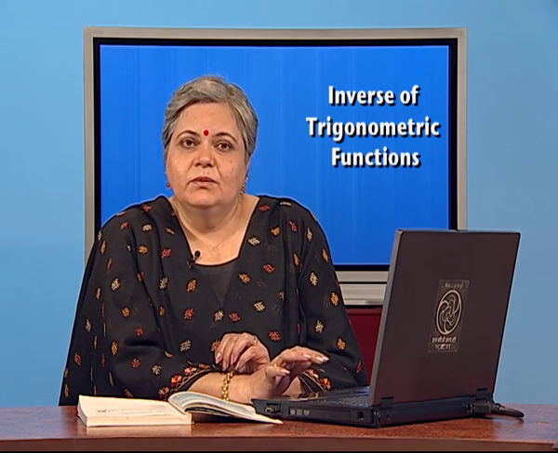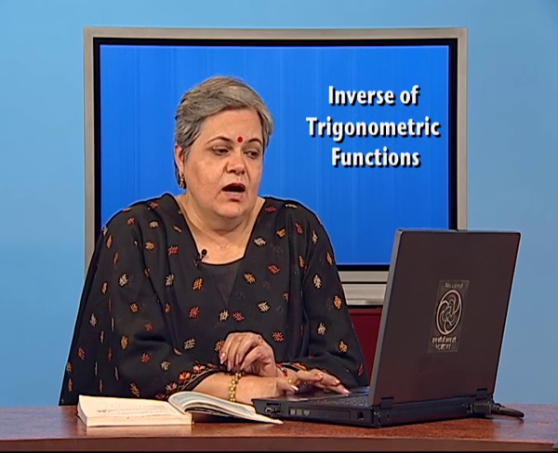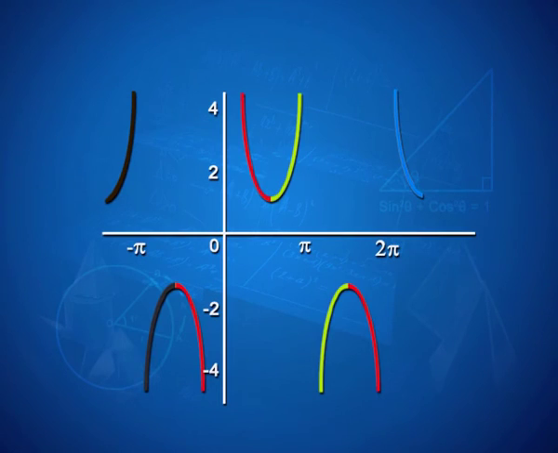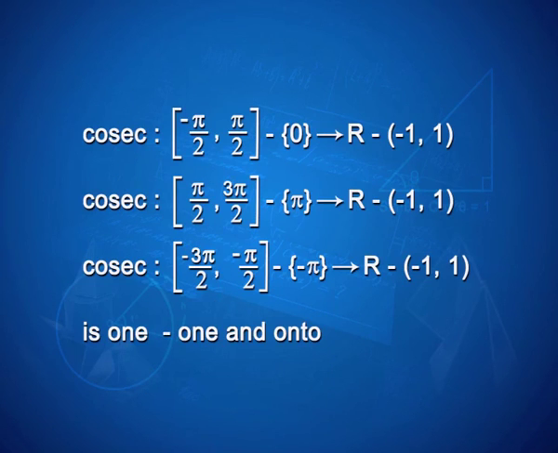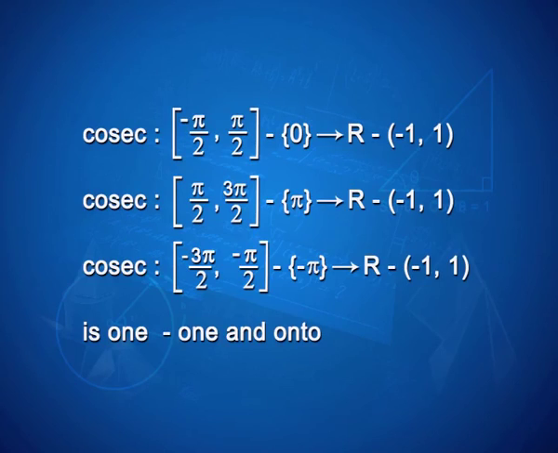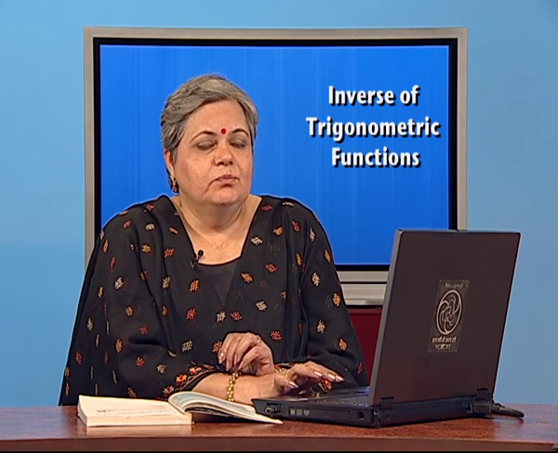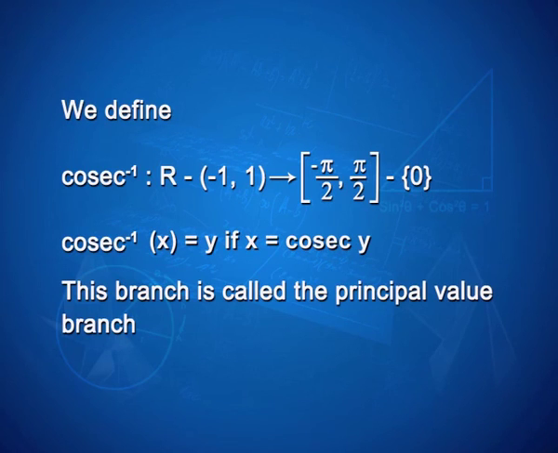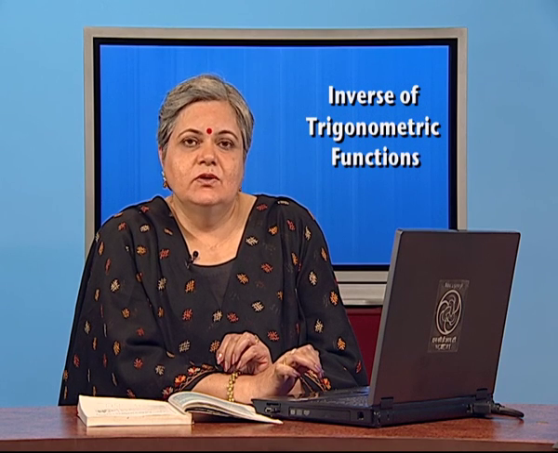I am sure you are coming up with many answers, and some of those are reflected here. If you take the interval between minus pi by 2 to pi by 2, pi by 2 to 3 pi by 2, and so on, the function is very much a 1-1 function, and when mapped to its range, the function is 1-1 and onto. We again are going to define the principal value branch of cosec inverse, and we have the principal value branch defined over the interval minus pi by 2 to pi by 2, and we are ready with the definition of cosec inverse.